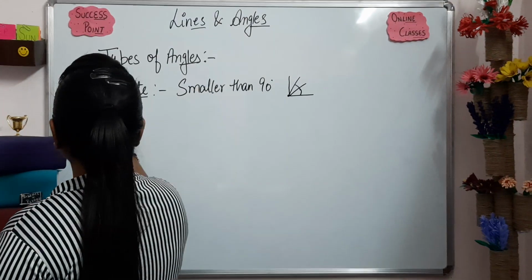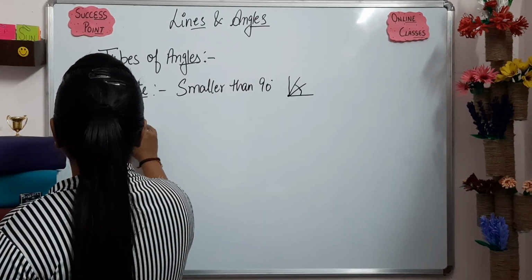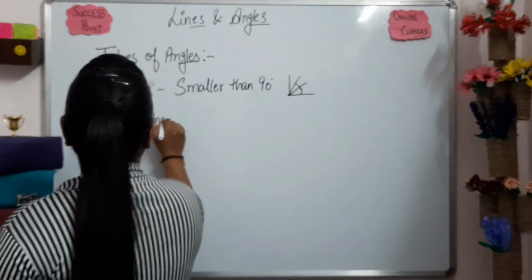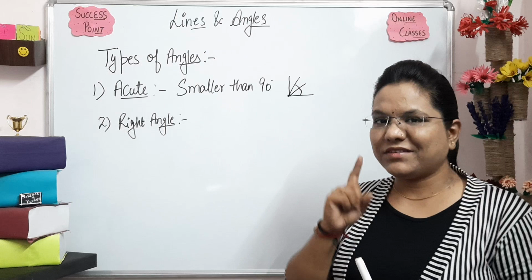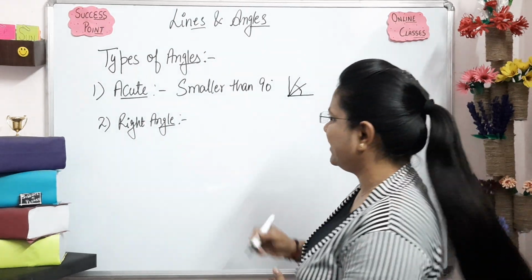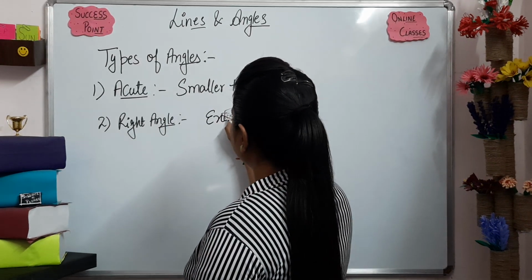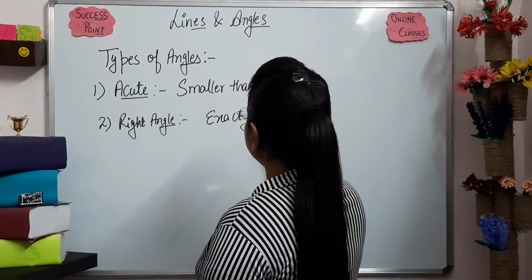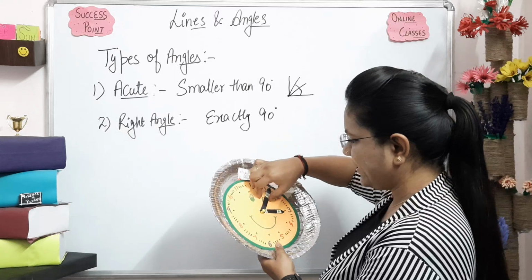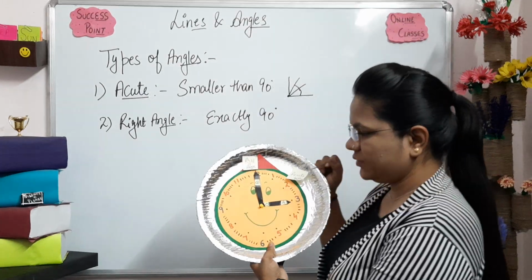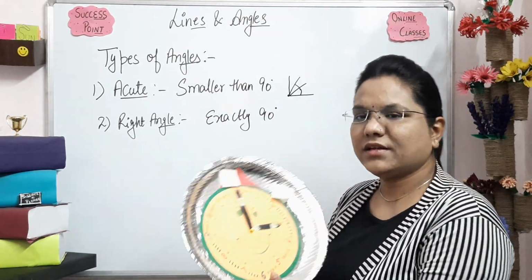Moving to the second angle, we have the right angle. What about the right angle? Whenever we get exactly 90 degrees. Exactly a 90 degree angle. We already discussed exactly 90 degrees. This one we call a right angle.